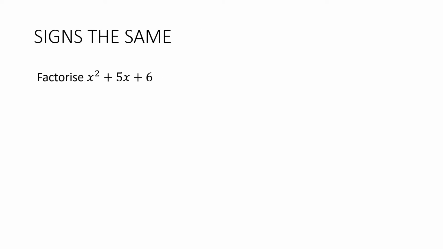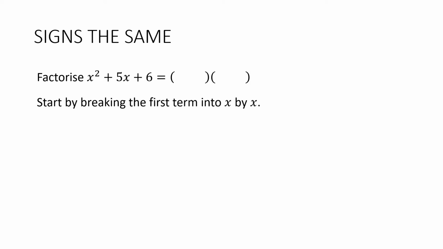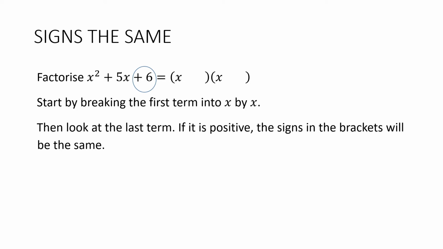So let's have a look at how we might factorise x squared plus 5x plus 6. I'm going to start by drawing up 2 sets of brackets. And then I'm going to break this x squared term into x and x, like that. Now the real key to solving these sorts of questions is to look at the last term. If it's positive, the only way we can multiply to get a positive number is if the signs are the same. So we're either going to have 2 pluses or 2 minuses. In this case, we're going to have 2 pluses.